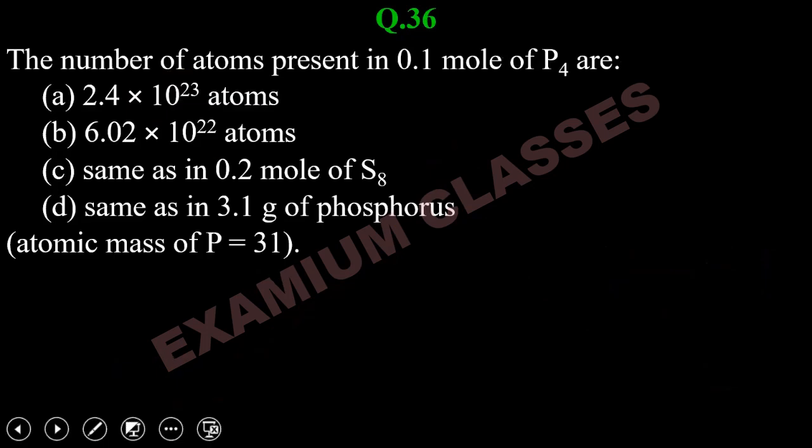Next, the number of atoms present in 0.1 mole of P4 are. P4 is a molecule, that's a hint. Phosphorus exists as P4 molecule. Tell me the answer. This may take some time, but a good question.